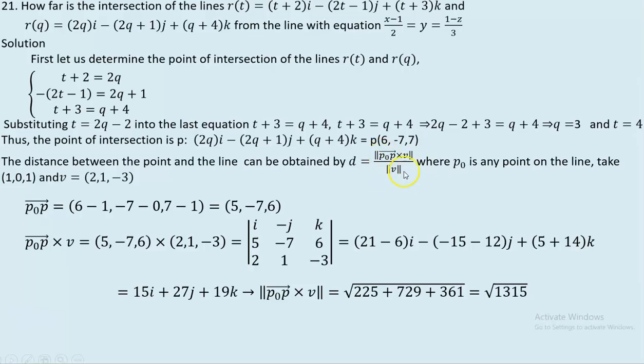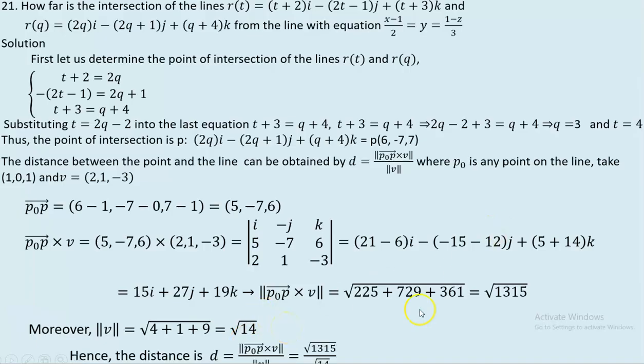Now you have to determine also the denominator, that is the norm of v. And the norm of v is nothing but the norm of this vector. So 4 plus 1 plus 9 is going to be taken, and this makes radical 14. So the distance between the point of intersection and the plane is going to be radical 1315 divided by radical 14, students. It is in this way that you can obtain it.